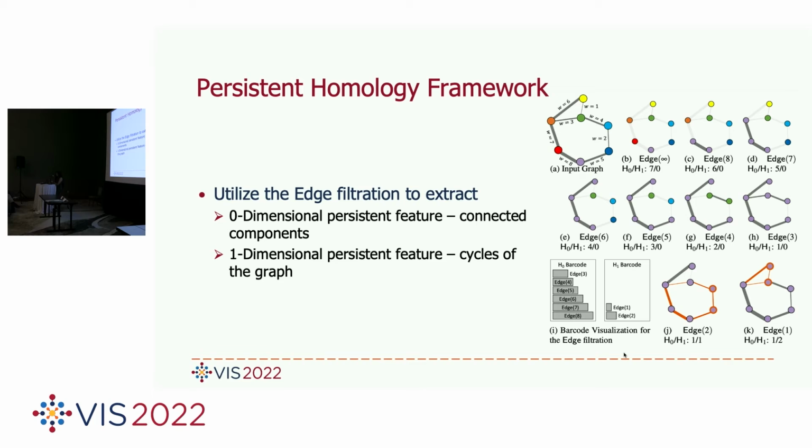Our persistent homology-based framework utilizes edge filtration to extract the 0 and 1-dimensional topological features in the form of 0-dimensional connected components and 1-dimensional cycles. The top 2 rows represent the 0-dimensional connected components where a few nodes are connected by edges. The bottom 2 figures represent the 1-dimensional cycles.